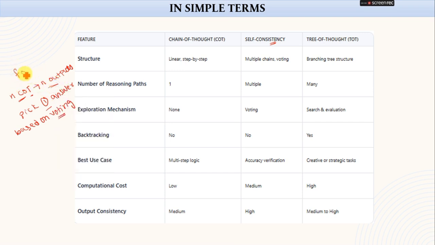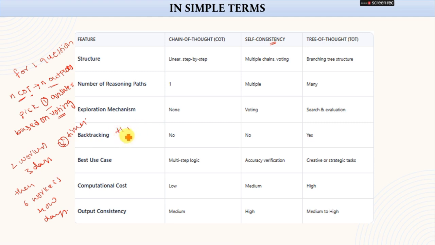So let's consider this example prompt. If it takes two workers 3 days to build a wall, how long would it take six workers to build the same wall? Here you ask the model to solve this using CoT three times. So here you may have three thoughts. Thought one: more workers means less time. So two workers, 3 days.